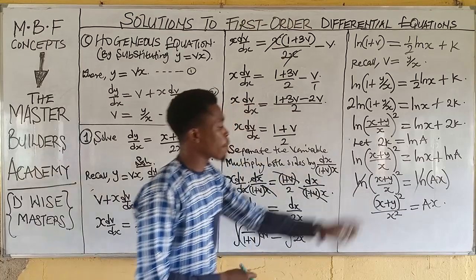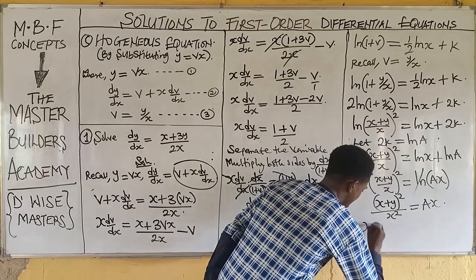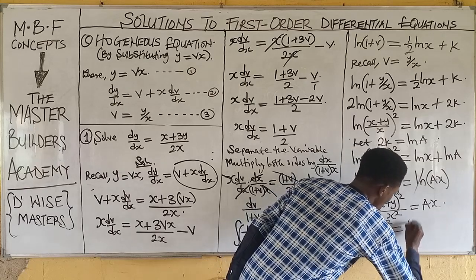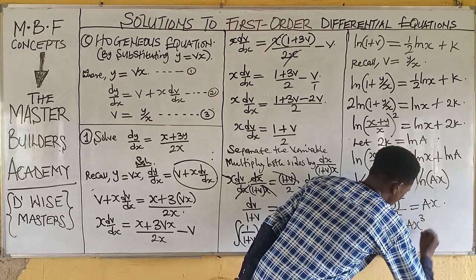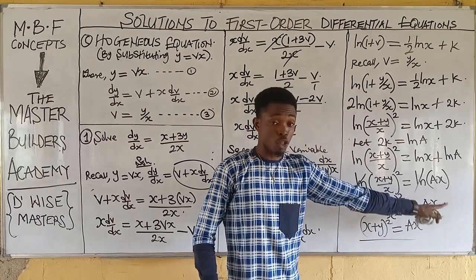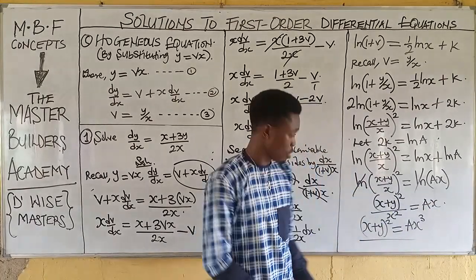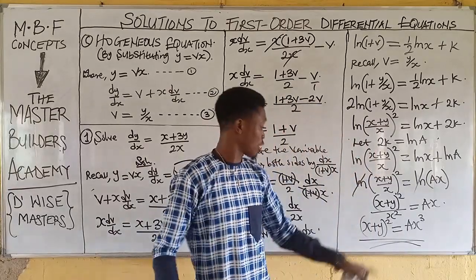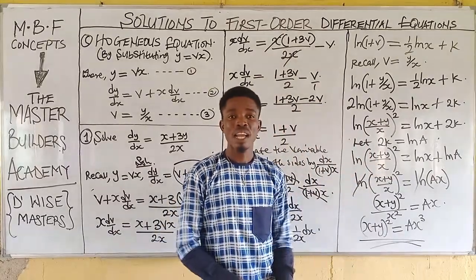And now guys, when I multiply out, I'm going to have this as x plus y all squared is equal to a x raised to power 3. Because if I multiply ax by x squared, this would have given us ax raised to power 3. This is what we have. You can simplify this further. You can decide to expand this bracket, but let's stop at this point.